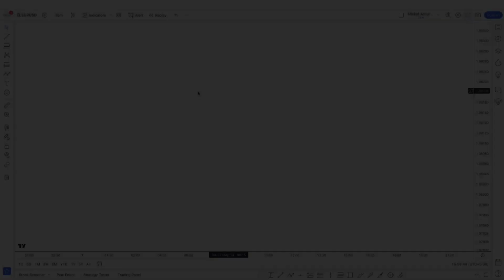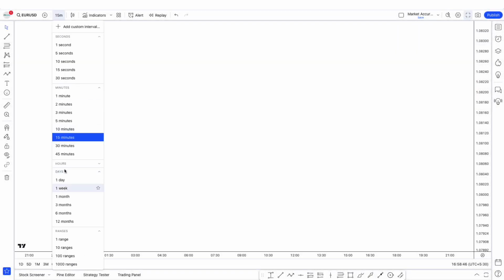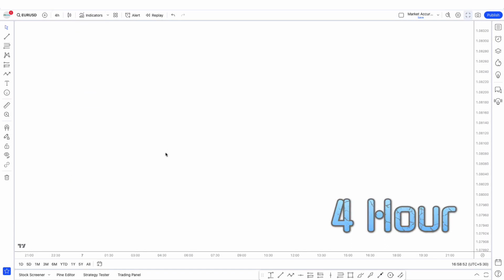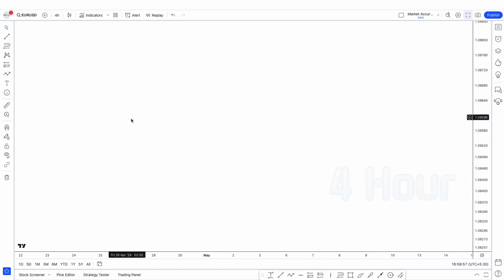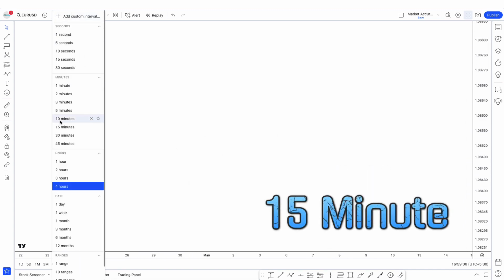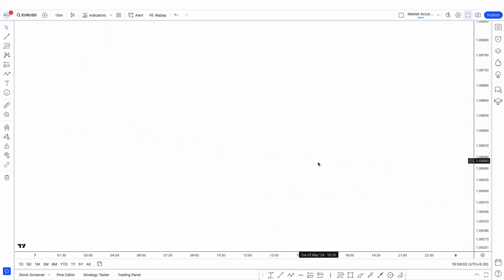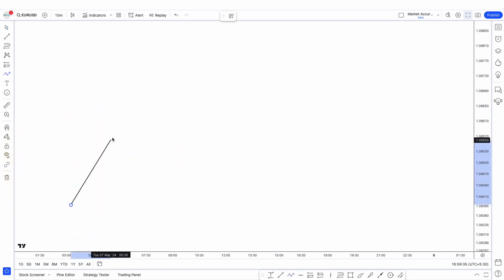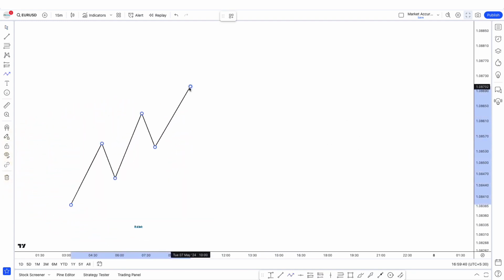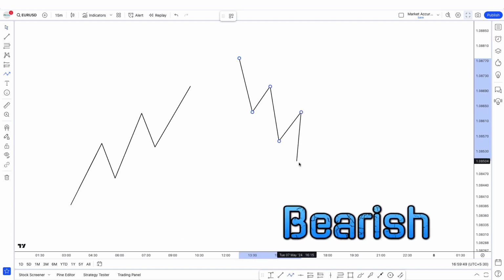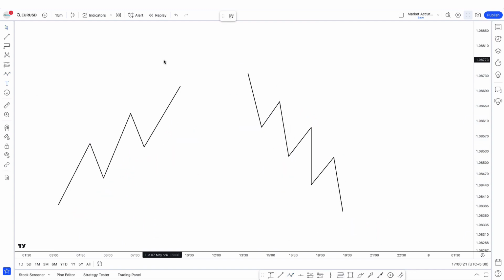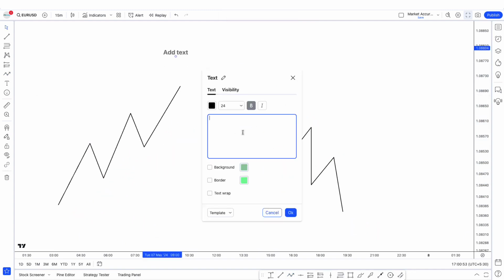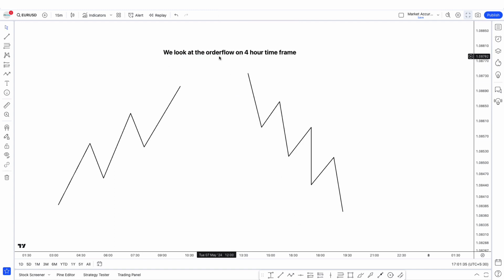So we are going to use 2 time frames for this strategy. Our higher time frame is going to be 4 hours, and 15 minutes for our entry. So here are the rules. Number 1, you have to look at the order flow. Is the order flow bullish or is the order flow bearish? Are we going down or are we going up? And we have to look at this on the 4 hour time frame. That is step number 1.